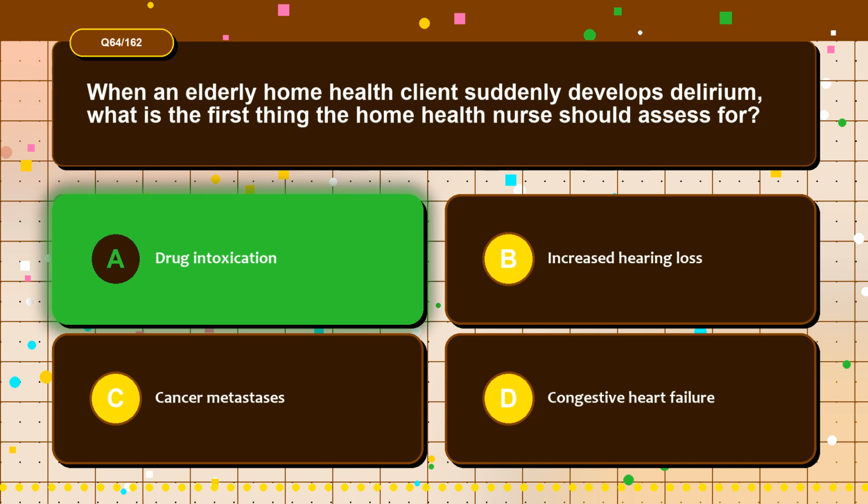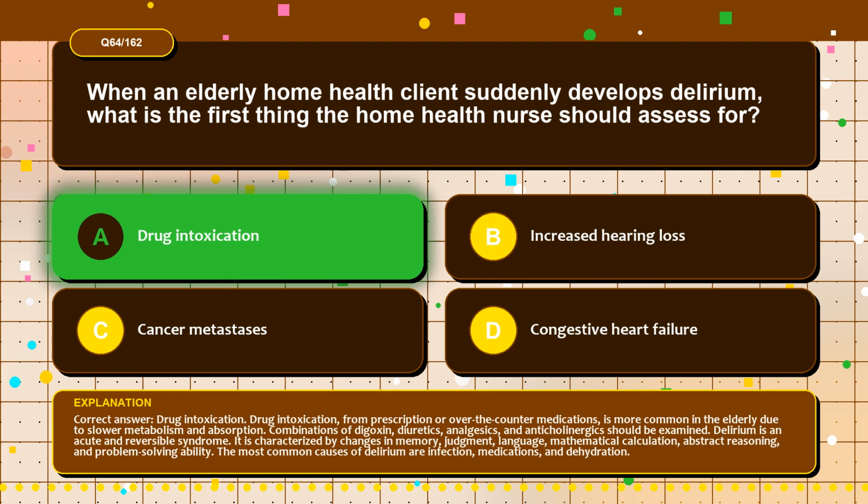The correct answer is option A. Drug intoxication. Correct answer: drug intoxication. Drug intoxication, from prescription or over-the-counter medications, is more common in the elderly due to slower metabolism and absorption. Combinations of digoxin, diuretics, analgesics, and anticholinergics should be examined.